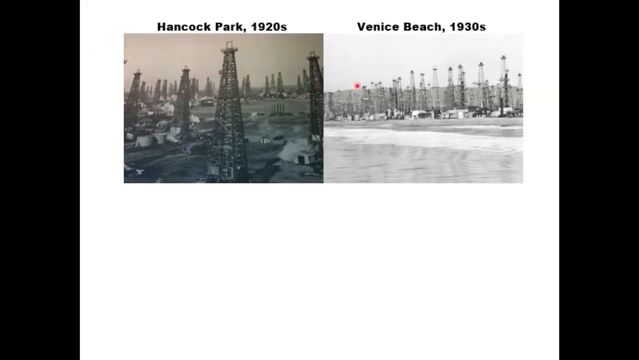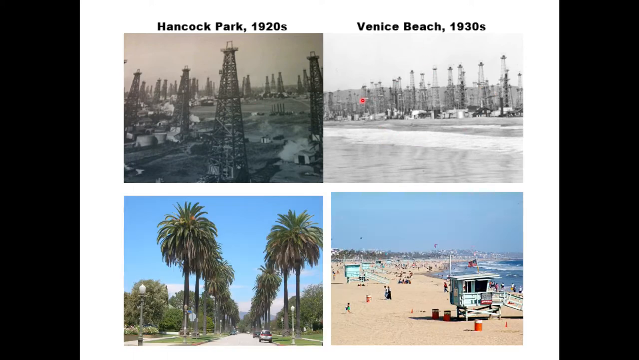And I think I showed you these photographs in a previous lecture, but just to give you a sense of what this area looked like, again, remember the jelly donut analogy, and each one of these pipes is a straw that is into the ground, into that jelly donut that's highly porous and highly permeable, sucking the oil out. So this was Hancock Park in the 1920s. This was Venice Beach in the 1930s. And this is what they look like today.